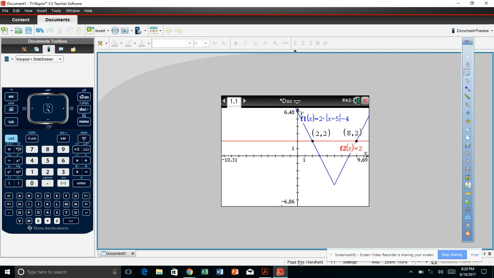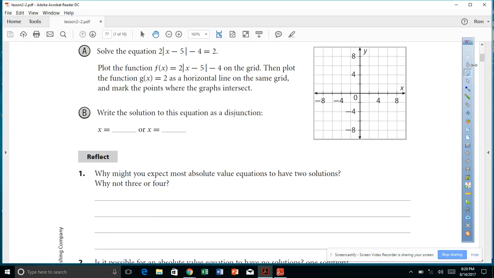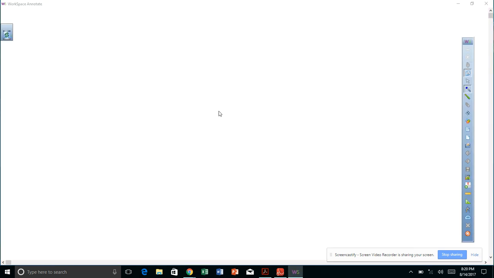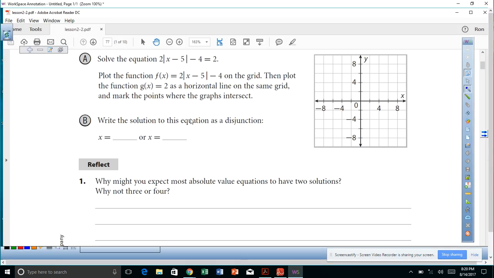So let's go back to write the solution to this equation as a disjunction. That's going to be x equals 2 or x equals 8. And we can draw. Let's draw. Let's see, minus 5. So we're going to go over 5 and then down 4. 1, 2, 3, 4. That's going to be right there.